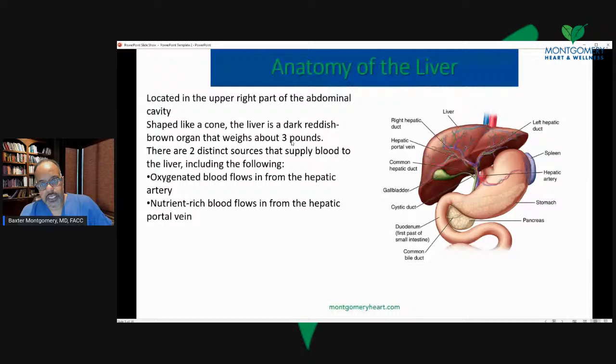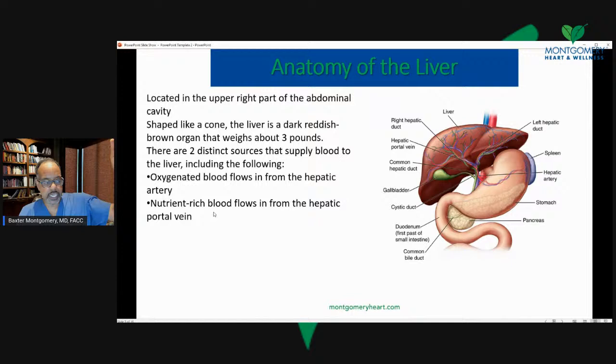And it has two distinct sources of blood, as I mentioned. Oxygenated blood from the hepatic artery and nutrient-rich blood from the portal vein. And I also mentioned there's a third source that really passes through, and that's the inferior vena cava, and blood flows through the liver and into the heart on the right side. And that's an important piece of anatomy.